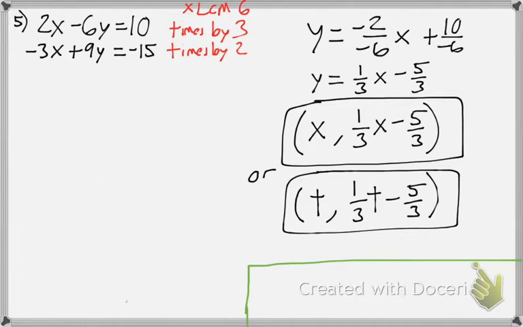And that's kind of the last point, is that infinitely many solutions means that these are actually the same line, or that they're on top of each other. So these two equations are actually the same line.